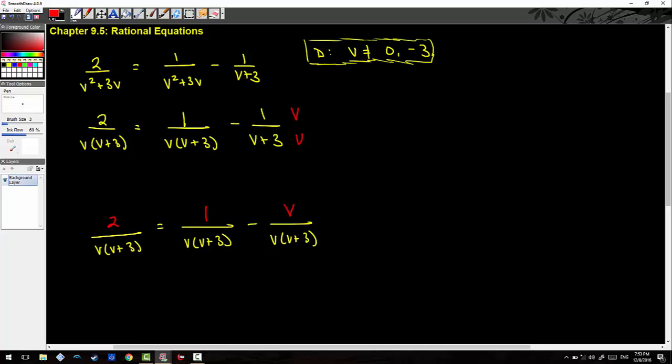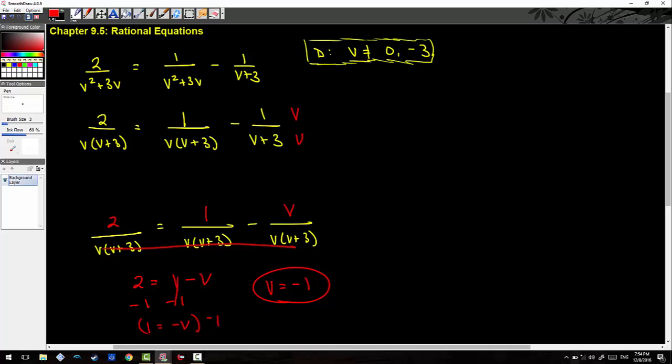Once my denominators are all the same, I can say goodbye to them. I have 2 equals 1 minus v. And I can go ahead and just subtract 1 from both sides. I've got 1 equaling negative v, and by multiplying both sides by a negative 1, I get v equals negative 1. Cross-reference that with my domain, there is no interference, v equals negative 1 is, in fact, the answer.